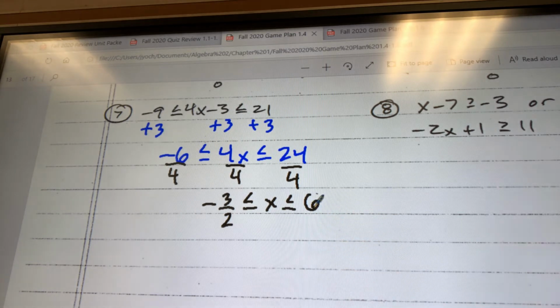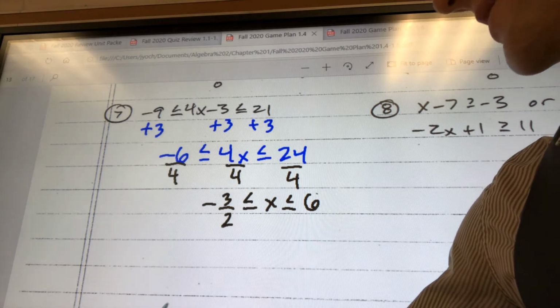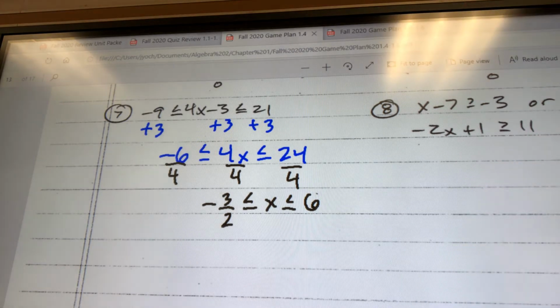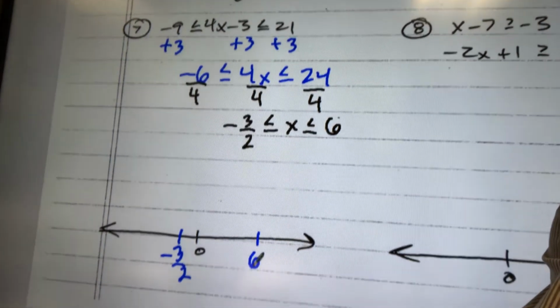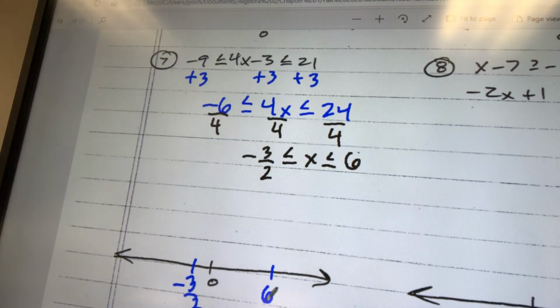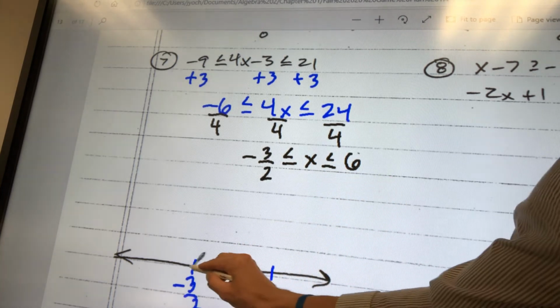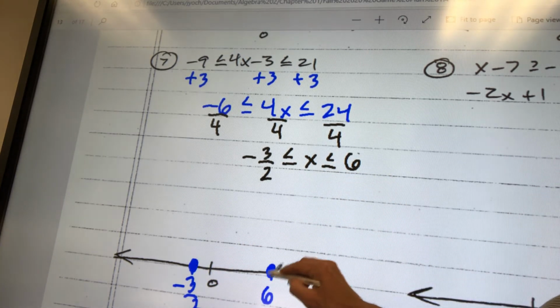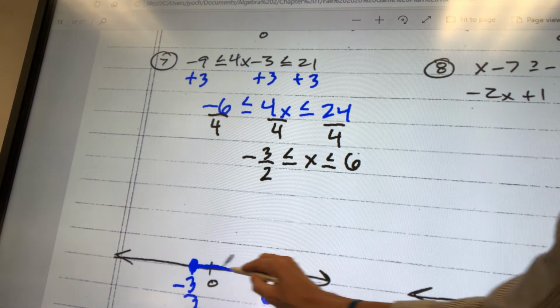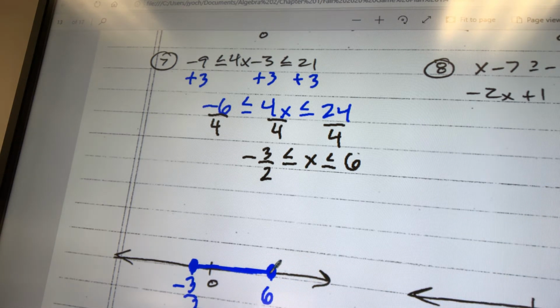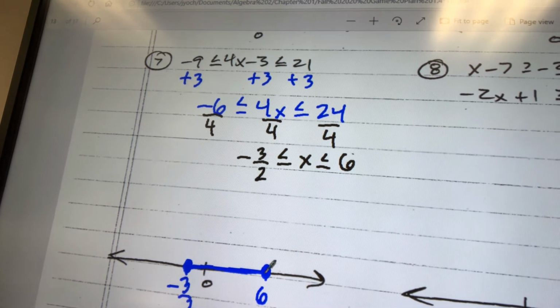So x is between those two numbers. Here is negative 3 over 2. Here's 6. You guys are like, what are you talking about? I can't see any of that. Negative 3 over 2 and 6. You have equality for both. So close circle, shade in between. Close circle, shade in between. All right, that is what we need to see on page 12. On page 13, we'll continue on here.